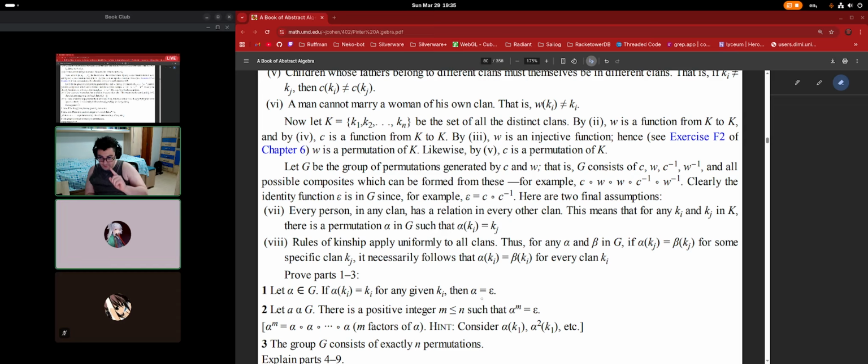Yeah, I don't think 8 is enough to prove it though. No, 8 is enough, because what happens if you instantiate beta to be epsilon?